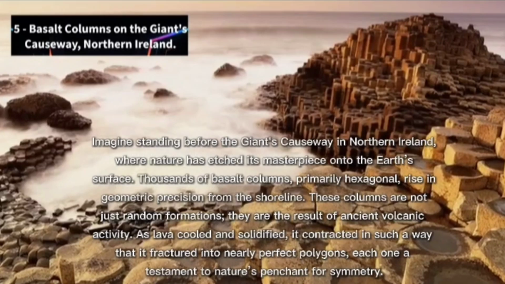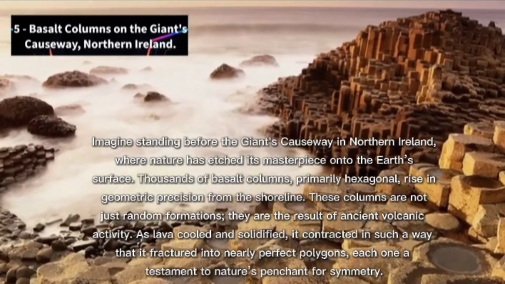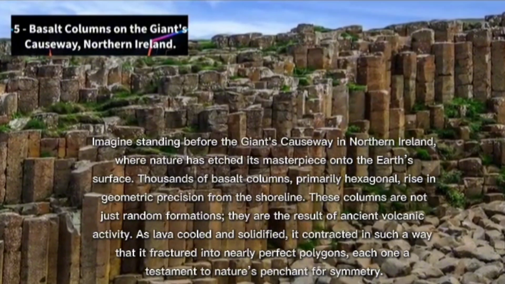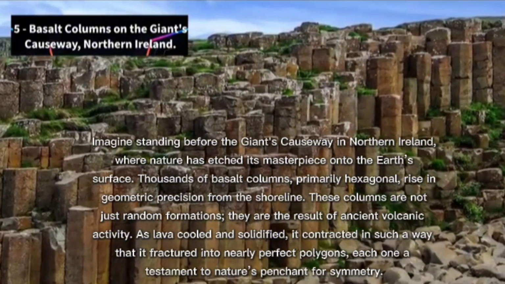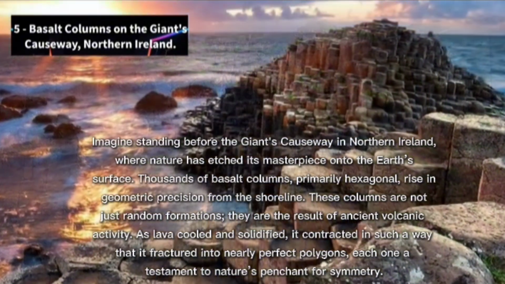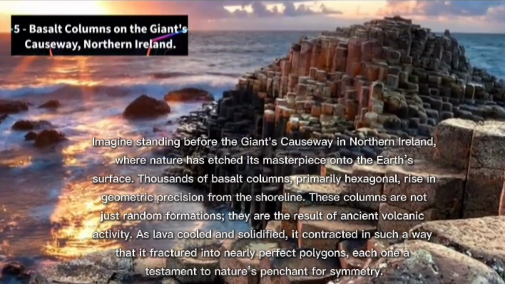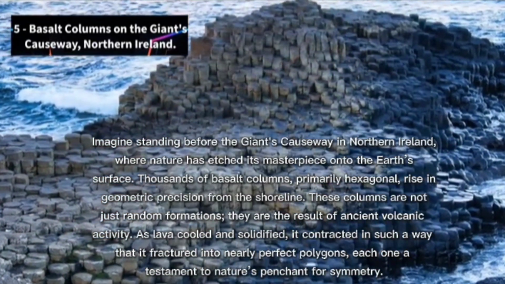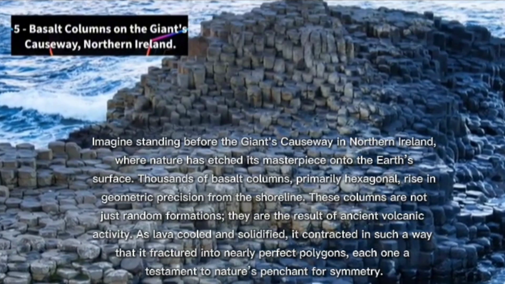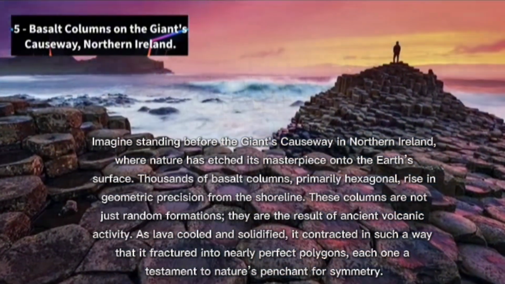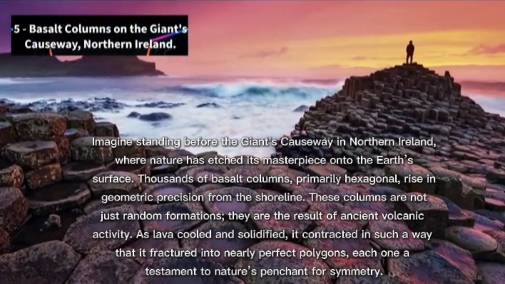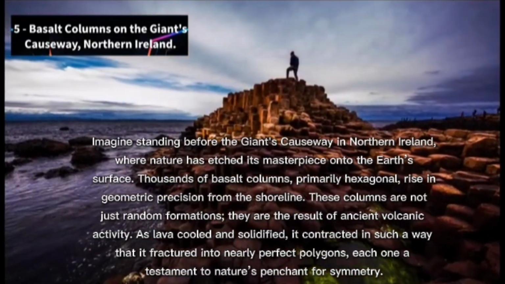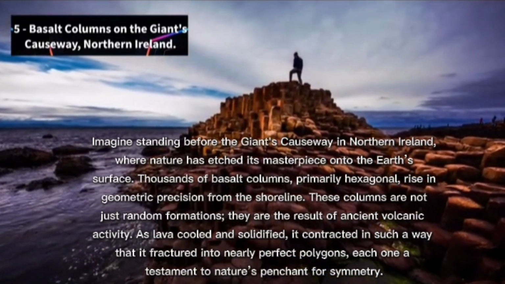Imagine standing before the Giant's Causeway in Northern Ireland, where nature has etched its masterpiece onto the Earth's surface. Thousands of basalt columns, primarily hexagonal, rise in geometric precision from the shoreline. These columns are not just random formations. They are the result of ancient volcanic activity. As lava cooled and solidified, it contracted in such a way that it fractured into nearly perfect polygons, each one a testament to nature's penchant for symmetry.